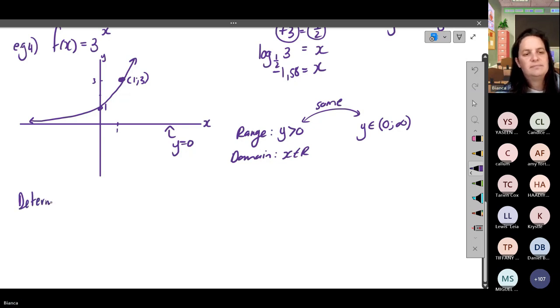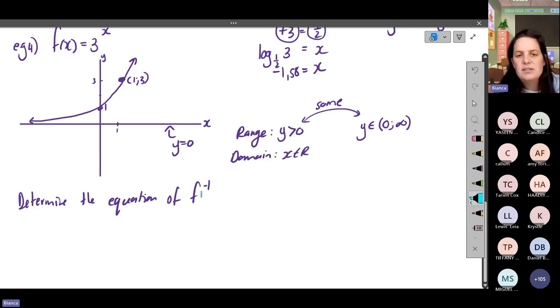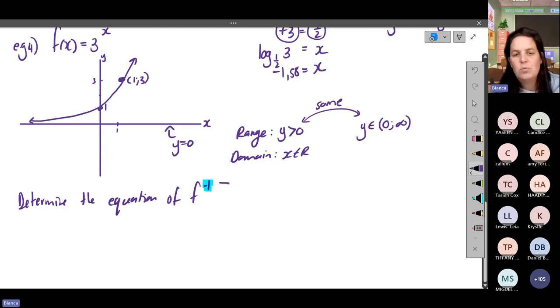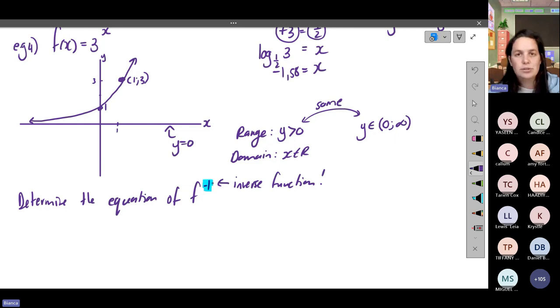Okay, so now they say this: determine the equation of f to the negative 1. When you see this negative 1, grade 11s that are on the call, this is new work, you haven't been exposed to this. When they say determine the equation of f to the negative 1, that negative 1 means determine the equation of the inverse function. Negative 1, not a dash. They're not asking you for the derivative function. They're asking for the inverse function. So nothing to do with calculus.